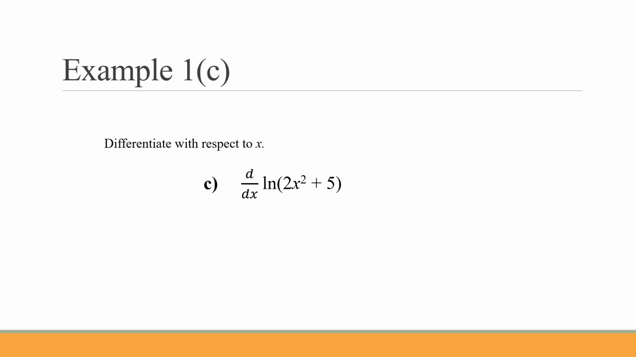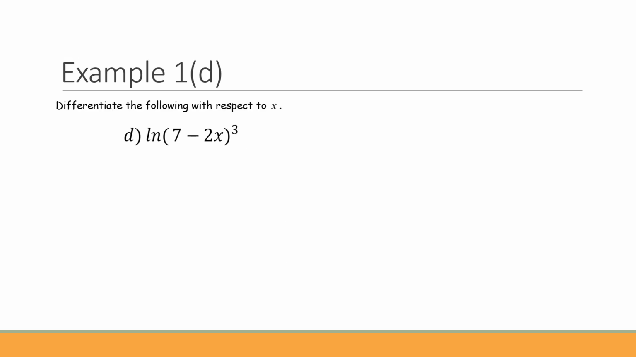Okay, the third one. If we have ln of 2x squared plus 5, in this case it is similar: 1 over 2x squared plus 5, and differentiate 2x squared, you get 4x. So your final answer is 4x over 2x squared plus 5.